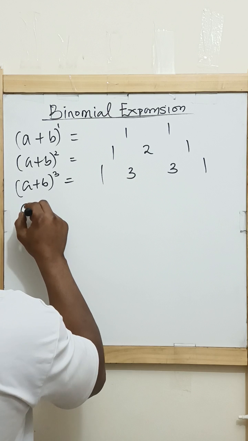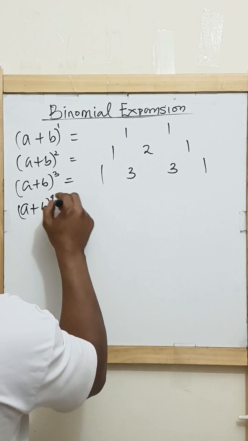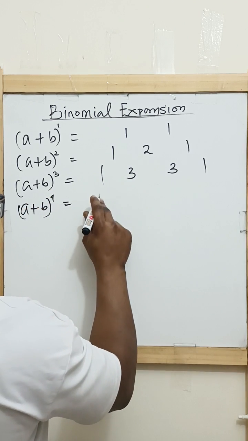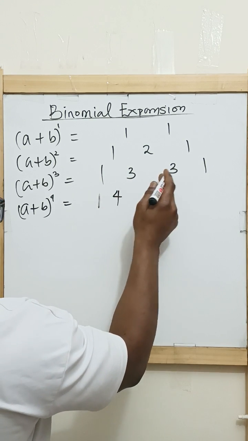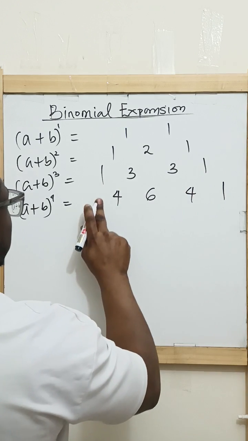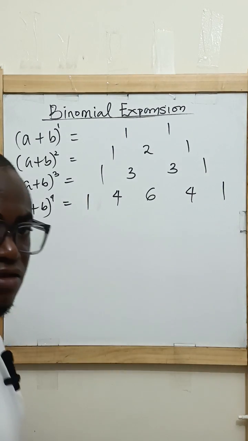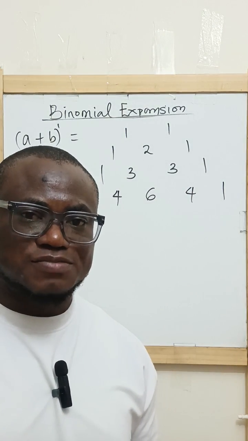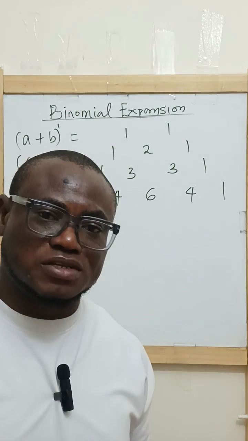Now if we say (a + b) raised to the power 4, so that was 1, 4. Add this, that was 6. Add this, that was 4. We guide it with 1, 1. Right? So do you know that this expansion can be carried out using combination?